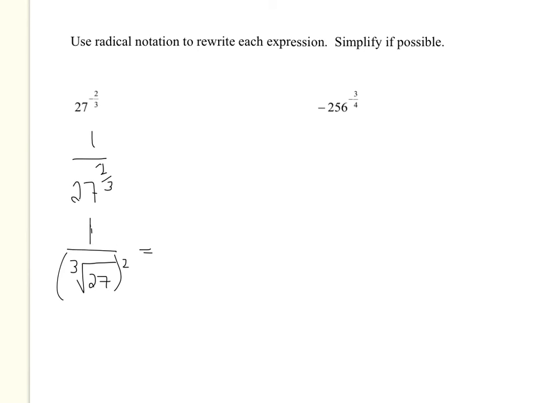Now the cubic root of 27, we've already talked about. That is 3, because 3 times 3 times 3 is 27. So this would be 1 over 3 squared. And then 3 squared is 9. So kind of a weird result that 27 to the negative 2/3 power is 1/9.